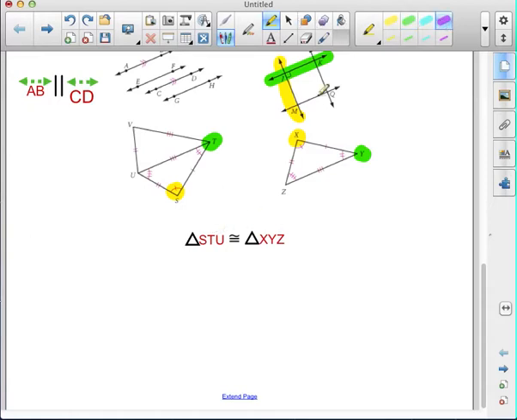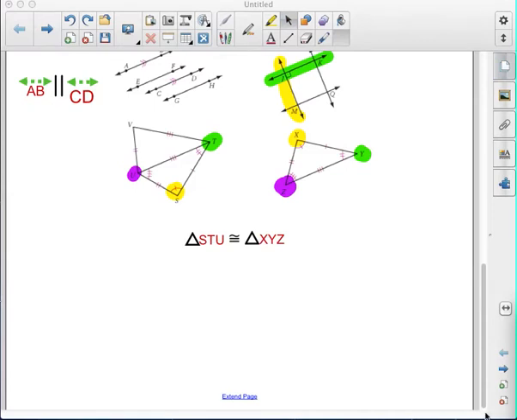And finally, I have vertex U and vertex Z, or angle Z. They both have three congruency dashes. And you notice that they match in the order. S matches X, T matches Y, and U matches Z. So triangle STU is congruent to triangle XYZ.